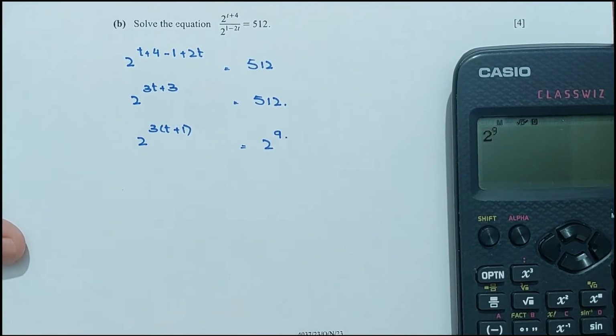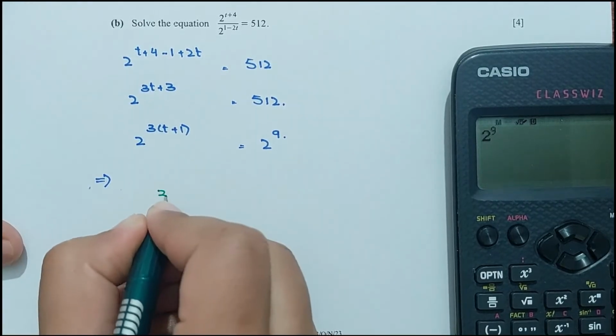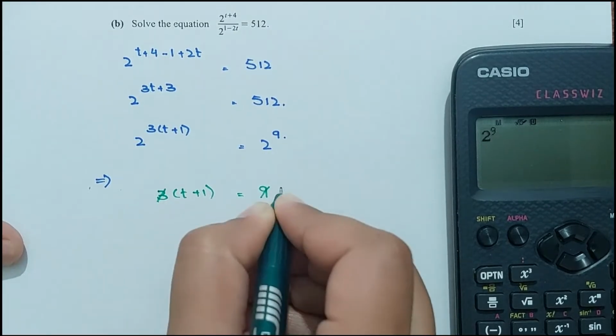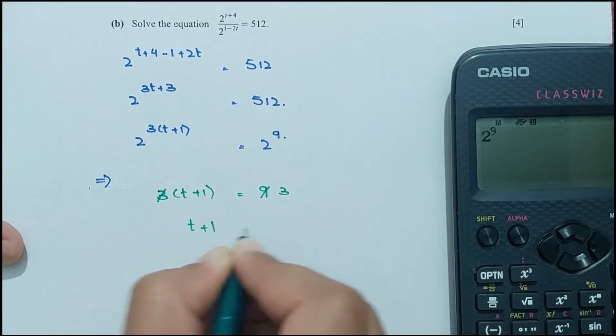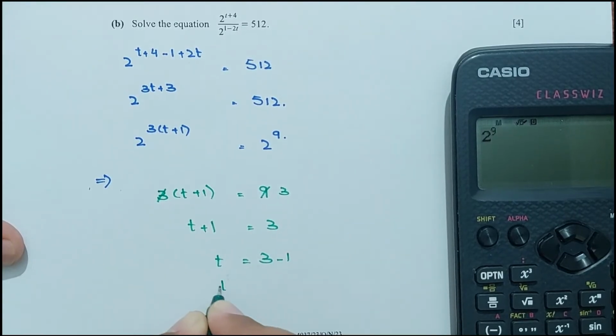So when bases are the same, we can compare the powers, right? So 3 into t plus 1 is equal to 9. 3 times 3 is 9. So t plus 1 is 3 and t equals 3 minus 1, which is 2. So the answer is 2.